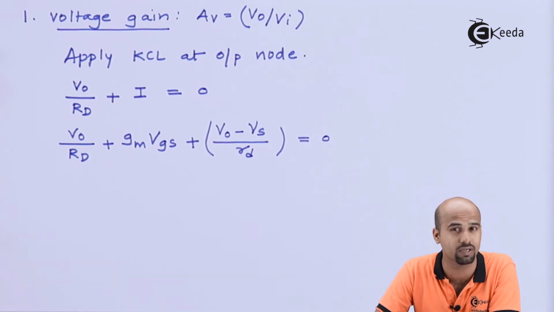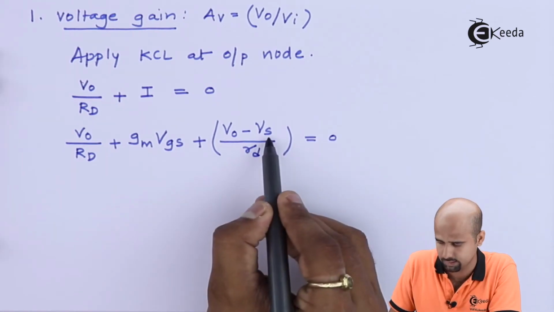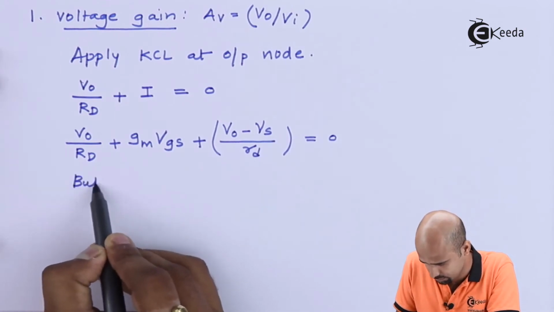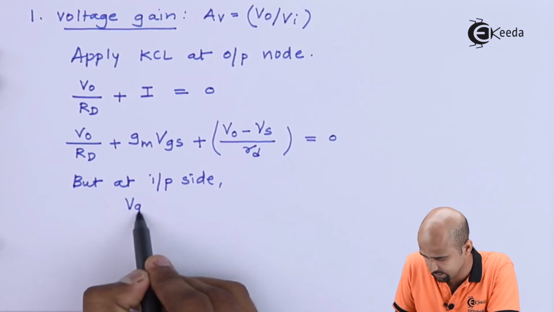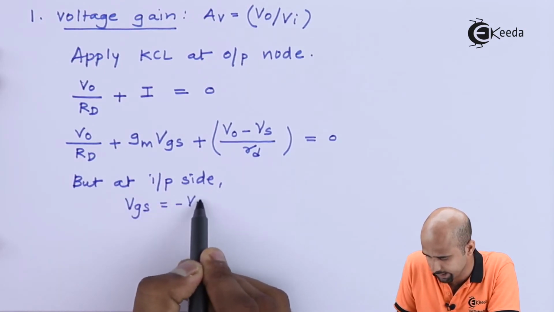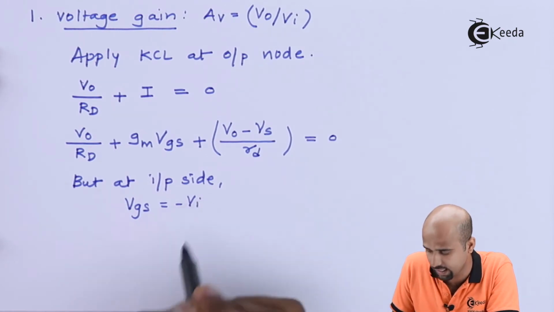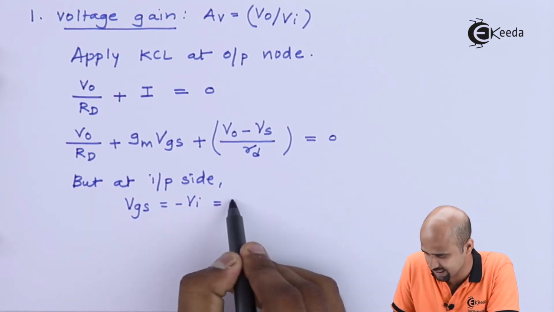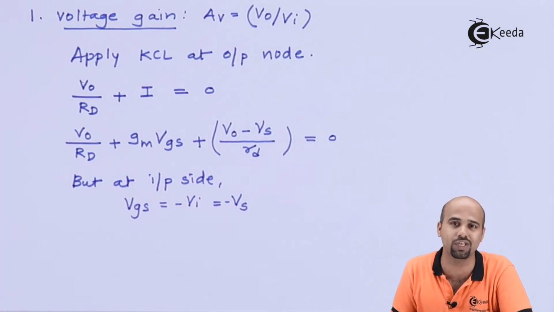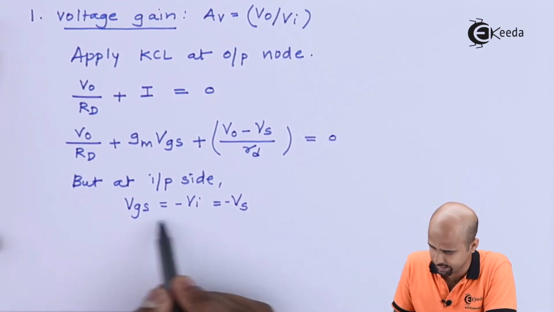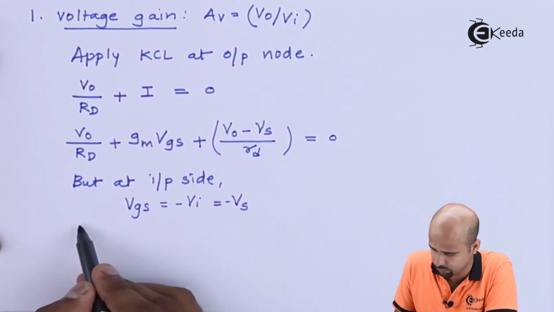If you recollect that video, you will get to know that the relation is near about the same. But as we have discussed, from the input side we get VGS equal to minus VI, and this is equal to minus Vs. This is because Vs itself is Vi. Input is applied at the source node. So I can take this in this particular formula.